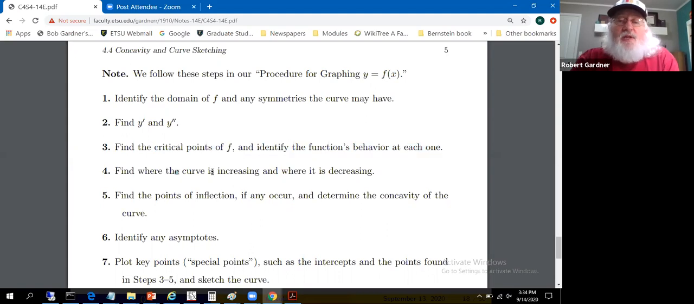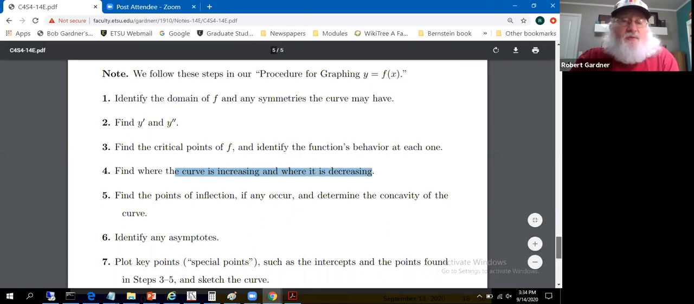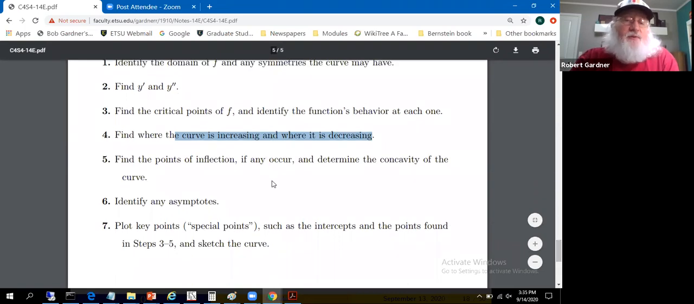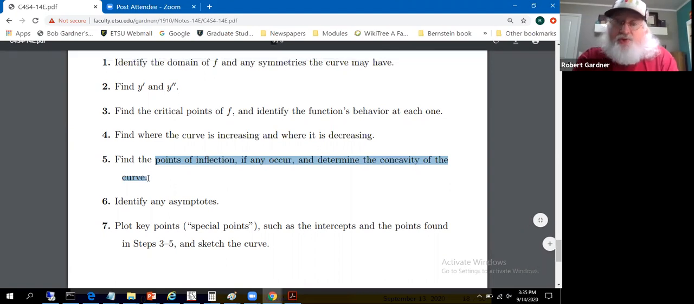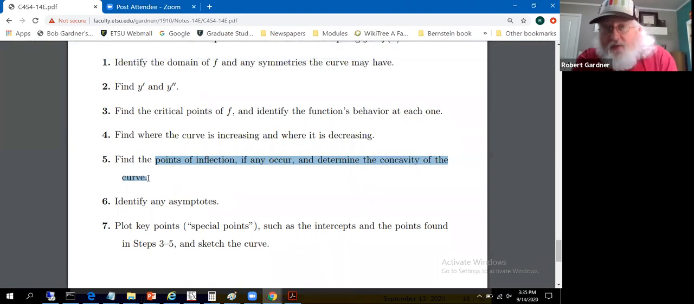Find where the curve is increasing and decreasing. Okay, we'll take care of that with a table. Next, repeat the previous 2 steps, but for the second derivative. Find the points of inflection, if any, and determine the concavity. So find potential points of inflection, make a table, then you can find points of inflection. So steps 3, 4, and step 5, very, very similar.